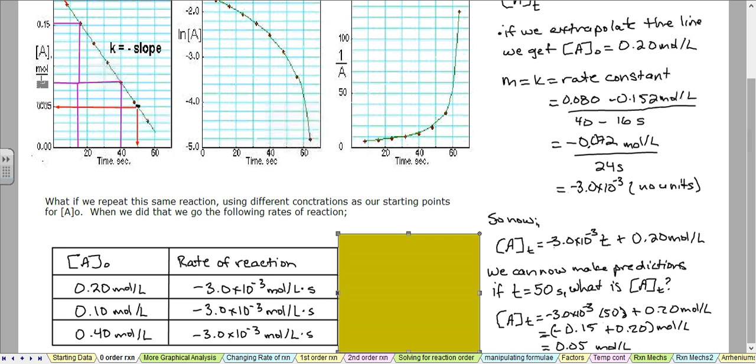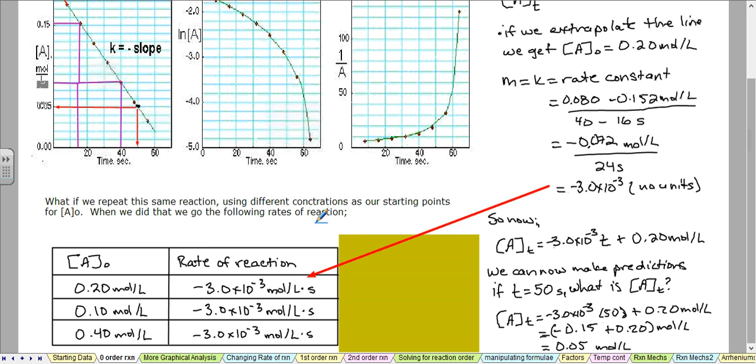So if we take a look at our reaction here, this is the rate of our reaction. And look, it's the exact same rate of reaction no matter what we put in for our initial concentration. And we did this experimentally. And so what this tells us is that if we have a linear relationship with a concentration over time graph, our initial concentration has no bearing at all on the rate of reaction.